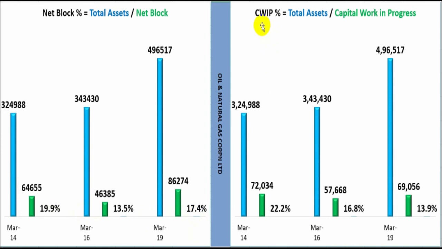On the right hand side, we'll look at how much capital work in progress was there, that is how much additional assets were being developed to be added to this net block in the future years.